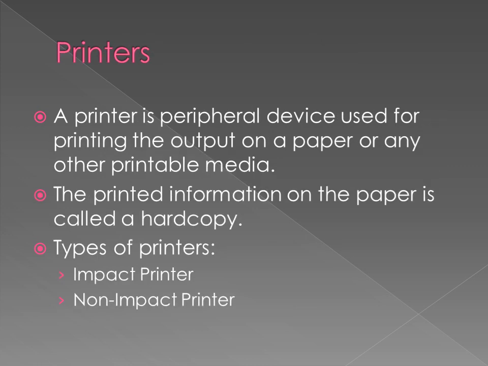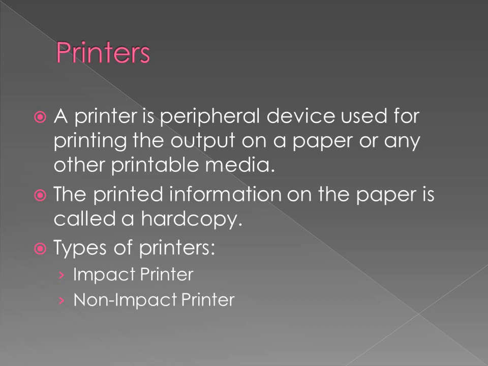Next output device is printers. Printer is an output device which is used to print on the paper. The processed result either can be displayed on the monitor or can be printed on the paper. So printers are used to print the output on the paper.